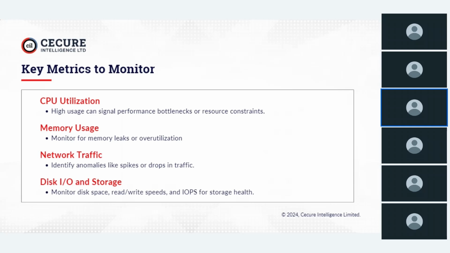So you also have memory usage, network traffic, and disk I/O. Network traffic helps identify anomalies, like spikes or drops in traffic. It monitors the requests coming from your users to your server and the responses your server is giving out. And disk I/O and storage monitors the volume that is attached to your EC2, that's the storage attached to your server.